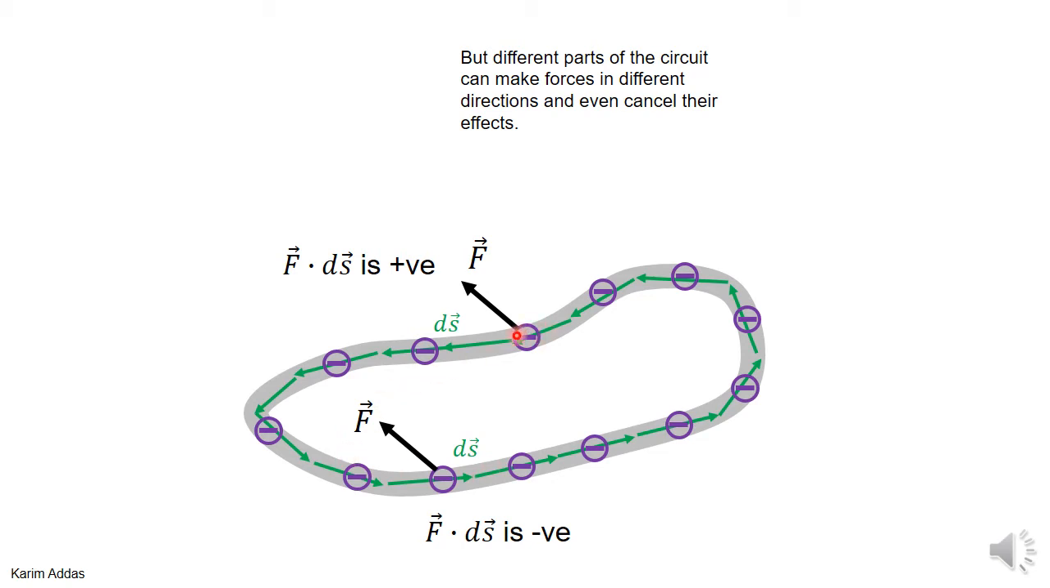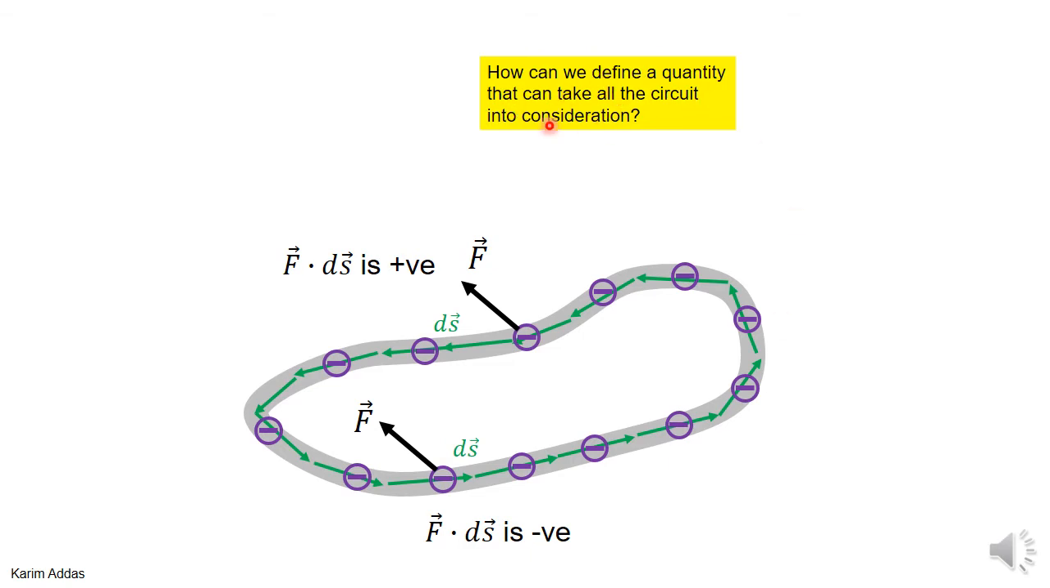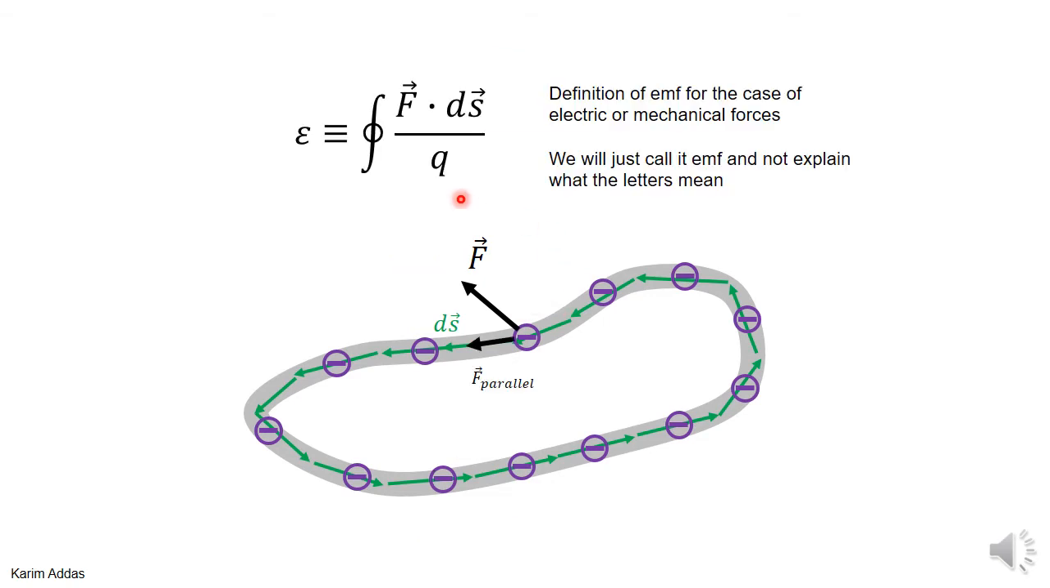So that's why if you want to get the EMF, or to understand what's going on and if the current will be established in the circuit, you have to get the EMF around the closed loop, because different parts of the loop could be making forces in different directions. So how could we define a quantity that can take into consideration what's happening all over the circuit? That's where we come into this loop integral. You go around the whole loop and you integrate F dot ds, divide by the charge, and that's the definition of EMF. F dot ds is work. Divide by the charge, that means it's the work per unit charge.